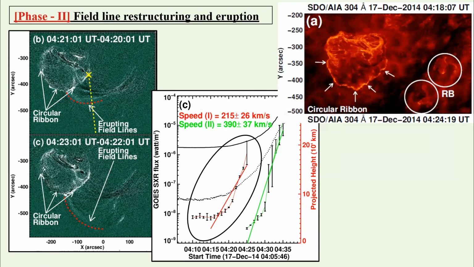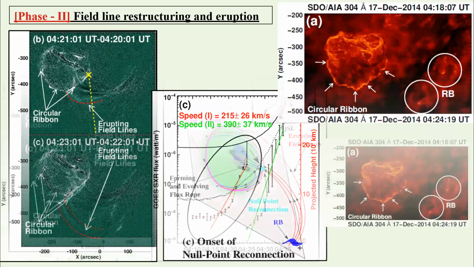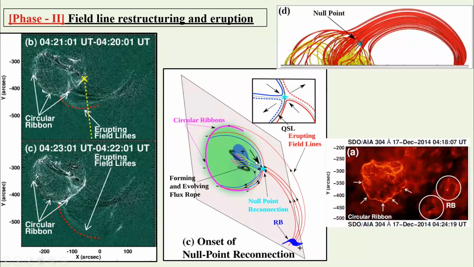If we compare our previous two works that we have published in 2015 and 2017, there we found that the parallel ribbon started to form first. So here it's the reverse case. In the third case, we have found another eruption. It's like this. So this is phase 2.